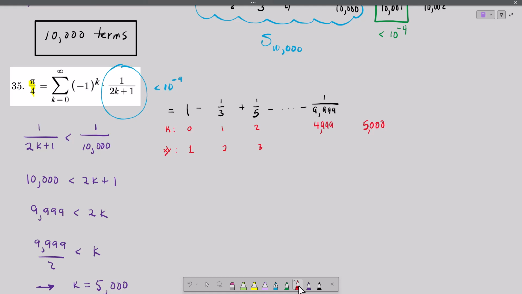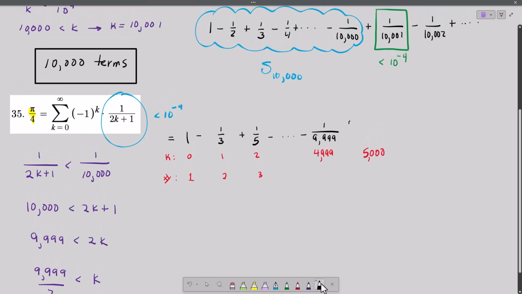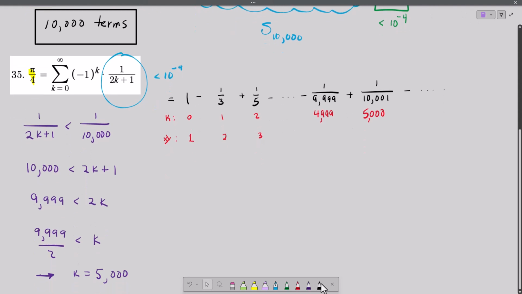When we plug in 5,000, it's going to be positive. So it's positive. And then same thing, plug in the k there. Double that, get 10,000, add 1, we get 10,001. Next term is going to be negative. We've done enough of those, I think. Okay. So, when k is 5,000, right here, this term is less than 10 to the negative 4. So the term has value less than 10 to the negative 4. So that is our remainder term.